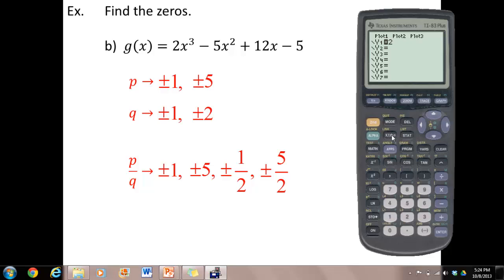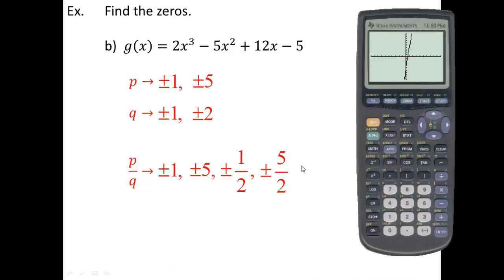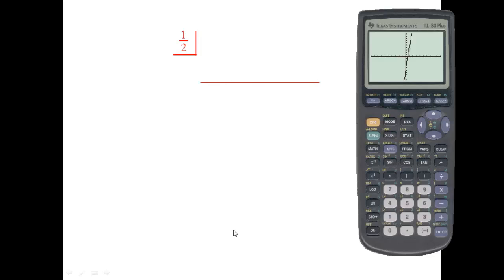So I have 2x cubed minus 5x squared plus 12x minus 5. Let's go ahead and graph it. I see a solution somewhere between 0 and 1, so let's look at our list. There's only one option between 0 and 1, and that's going to be 1/2. So we have our first solution. Let's use synthetic division to find our remaining solutions.